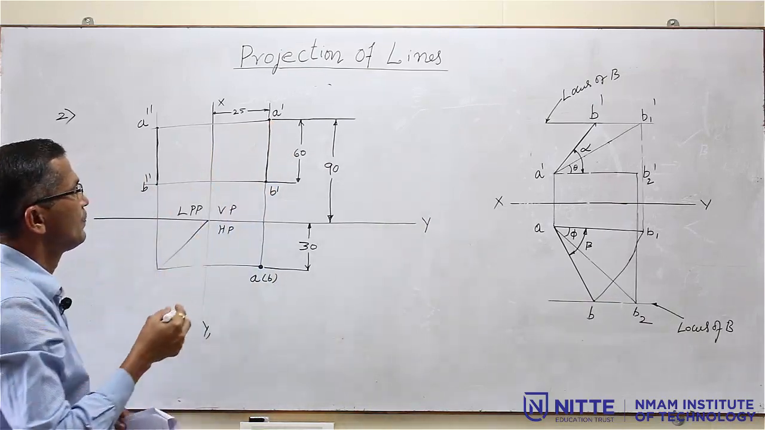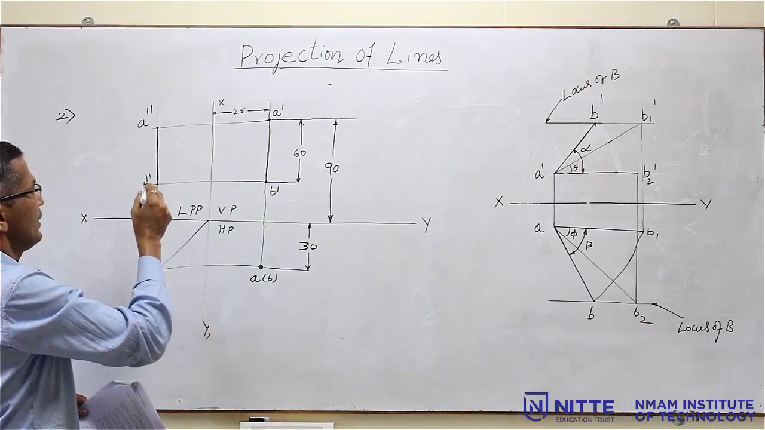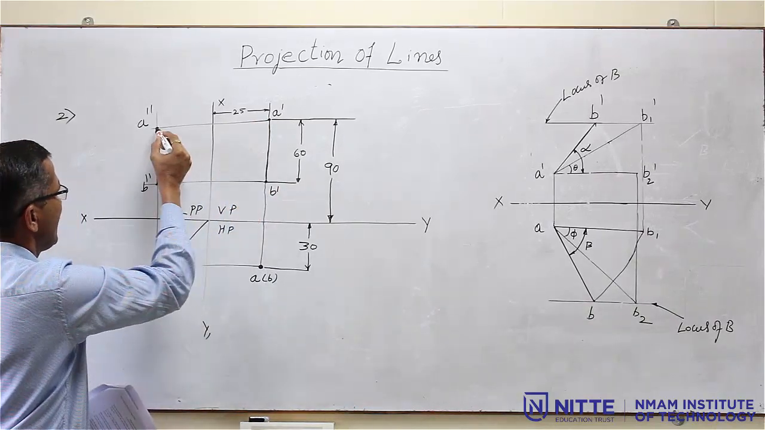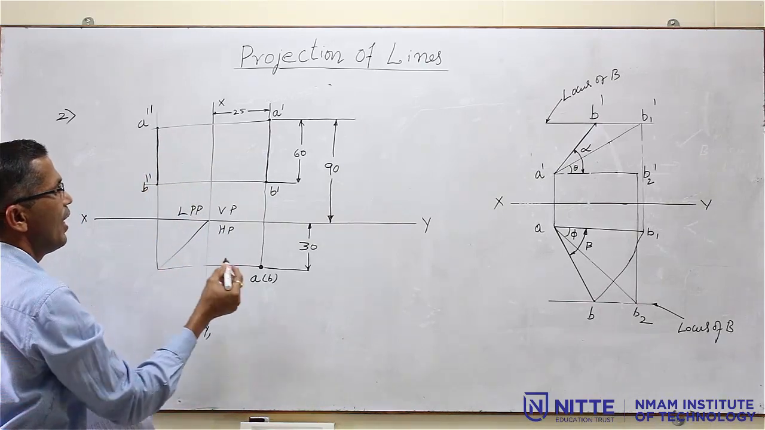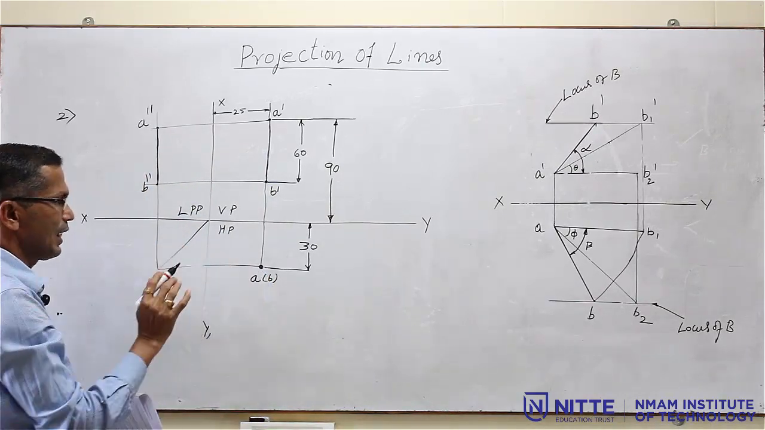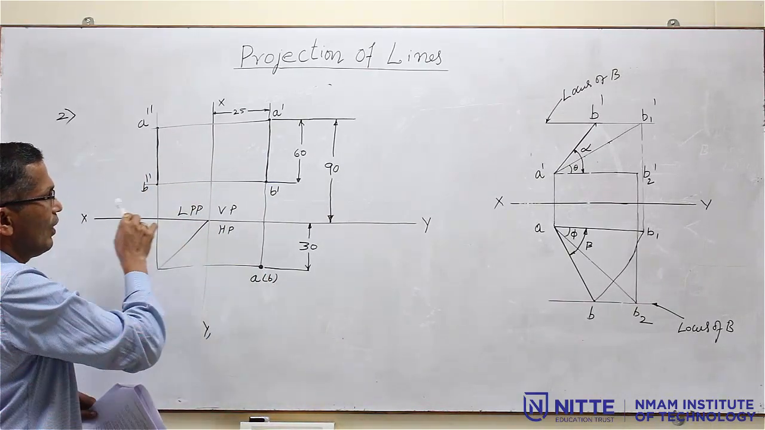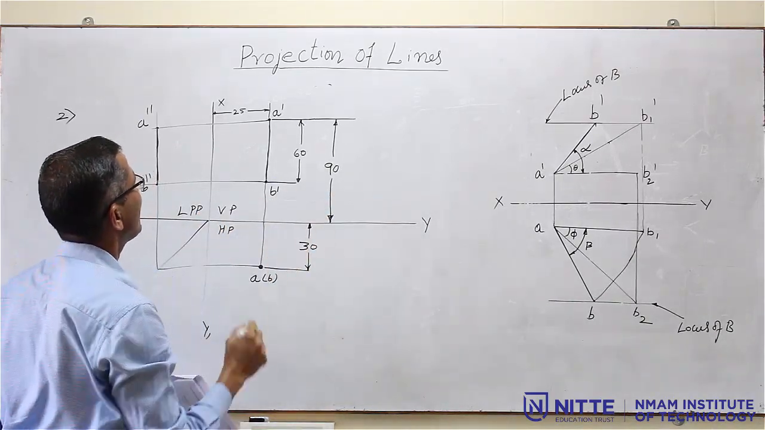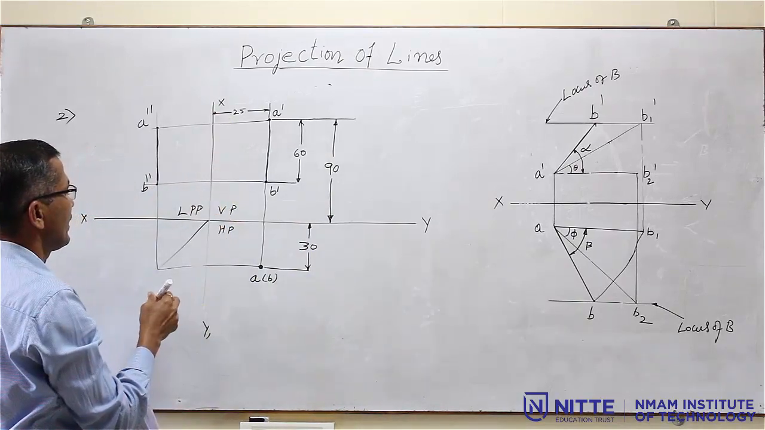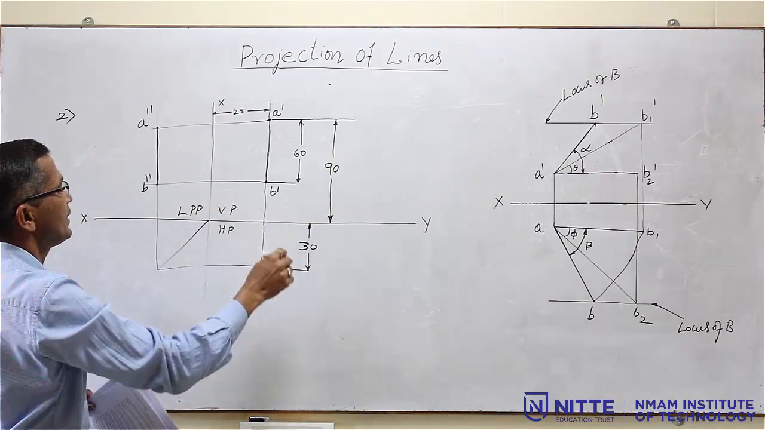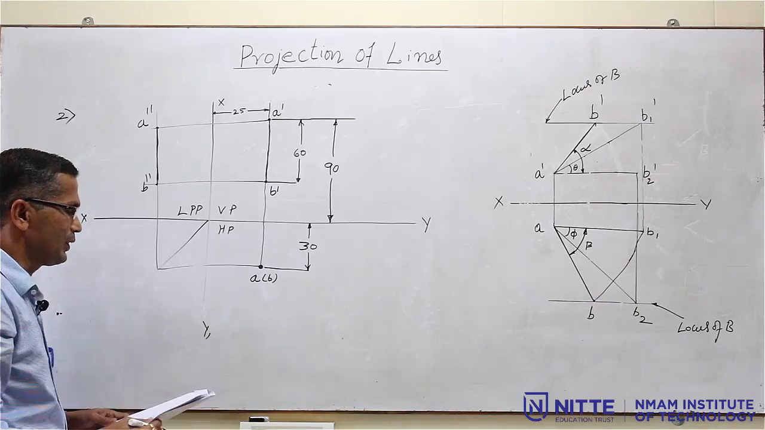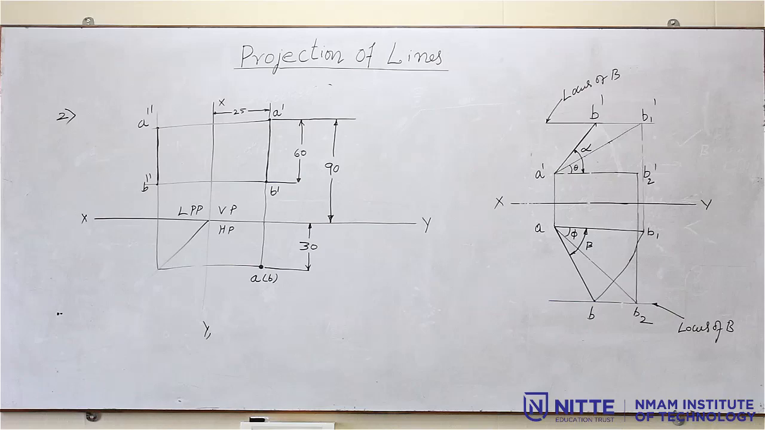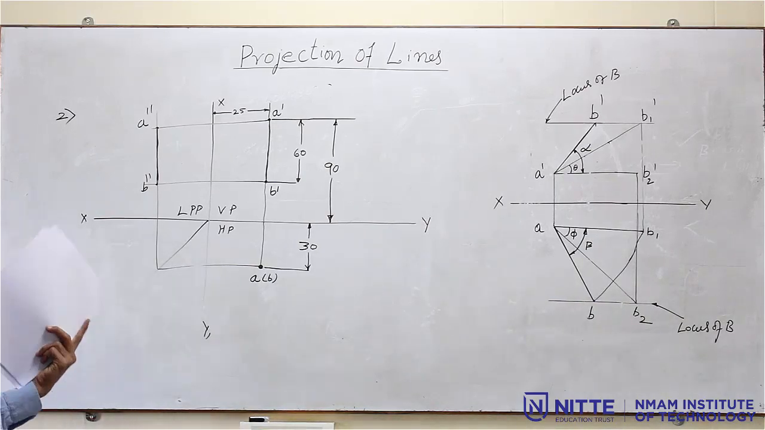So, here the line A dash B dash, this one, and A double dash B double dash, and this point should be dark. Other than that, all the lines are light lines. You can make this xy line little darker and x1 y1 line also little darker. Remaining all these projection lines should be light by using the 2H pencil. So, this is the solution for second problem. It looks like this.